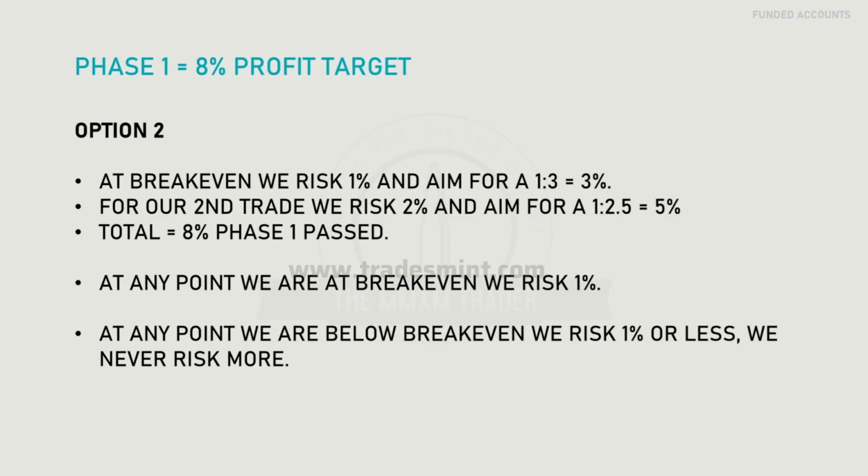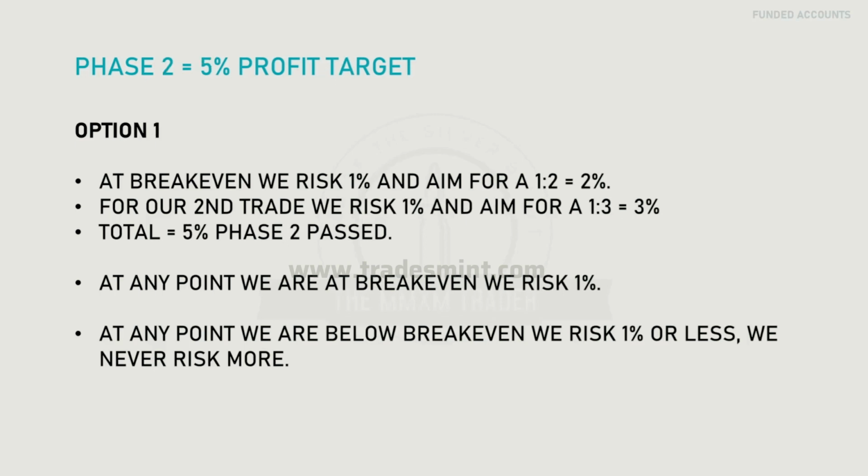Option number two. When we're at break even, we risk 1% and then we aim for a 1 to 3. So then we have a 3% buffer to start off our account, right? For our second trade, we risk 2% and then we aim for a 1 to 2.5 R, making 5%, right? So again, with 2 trades, you pass that 8% phase one profit target. If at any point, again, we are at break even, we risk 1% again. And if we are below break even, we risk 1% or less and never risk more.